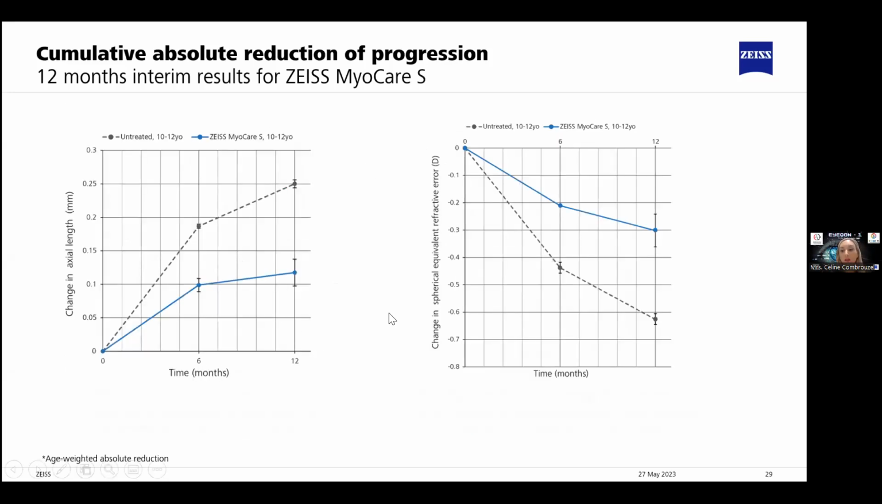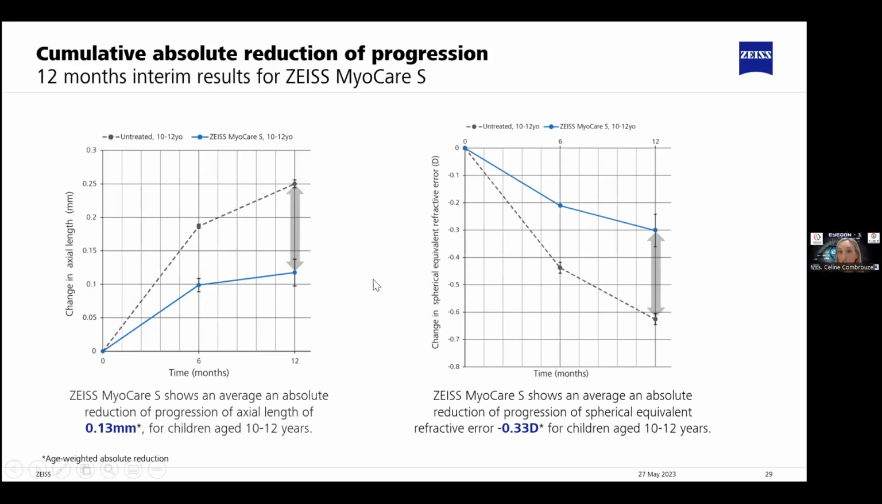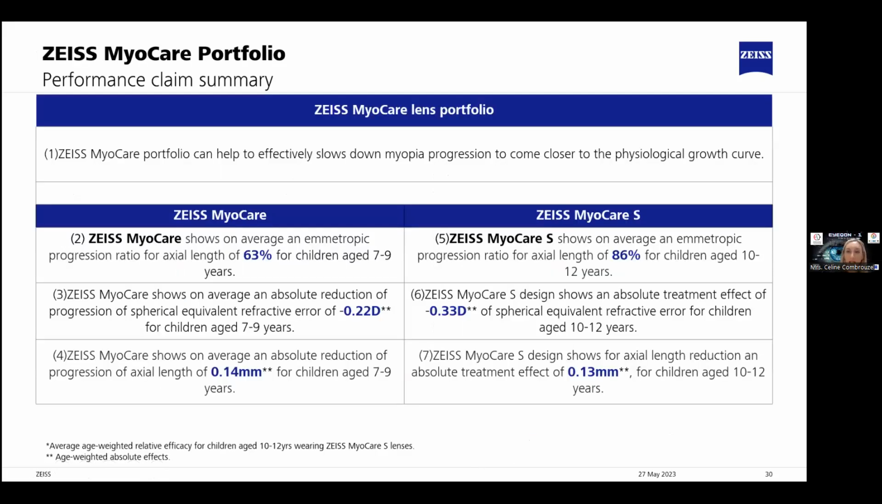What about the MyoCare soft design? An average absolute reduction of progression of axial length of 0.13 millimeter, okay? So for children from 10 to 12 years old. And the refractive error reduction is even bigger, 3.33 dioptry. So this is very, very efficient with only a 12 months study. But it's really efficient when you adapt the type of lens to the age of the children.